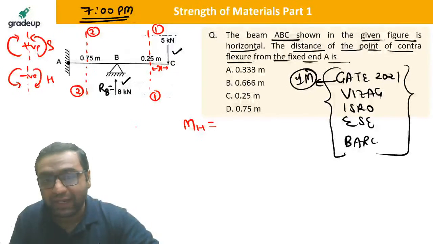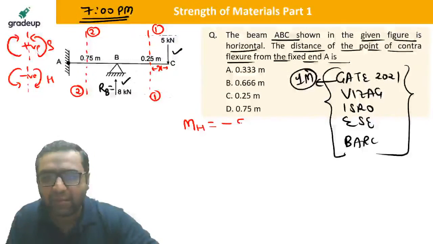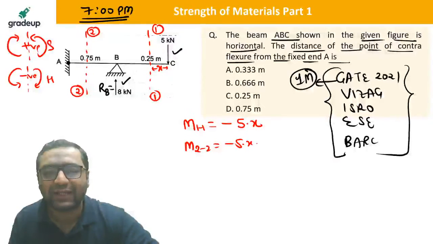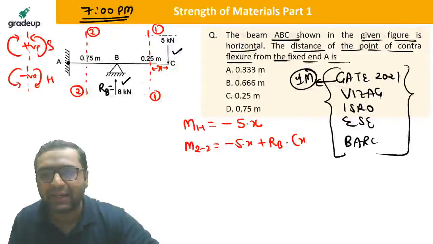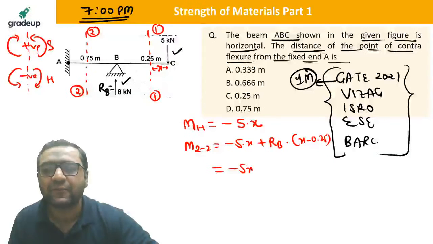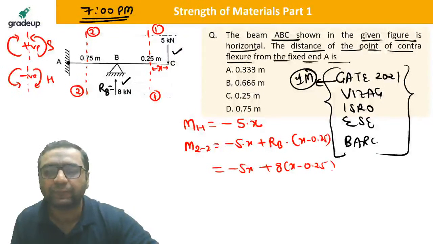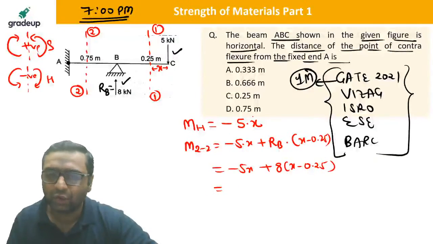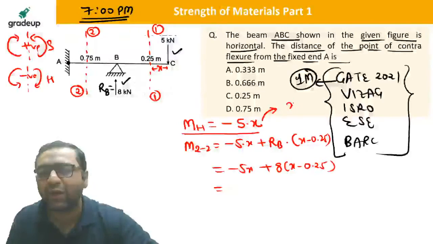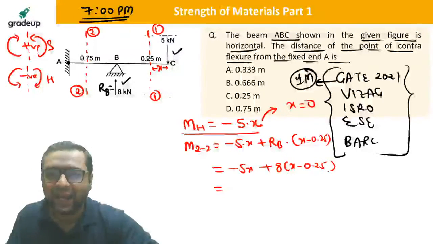So if you take the bending moment at section 1-1, where this distance is x, it will be minus 5 into x. And the bending moment at section 2-2 will be minus 5 into x plus RB into (x minus 0.25). You can write it as minus 5x plus 8 into (x minus 0.25). If you use this equation, you will get the bending moment to be 0 at x equals 0. This is the end C.